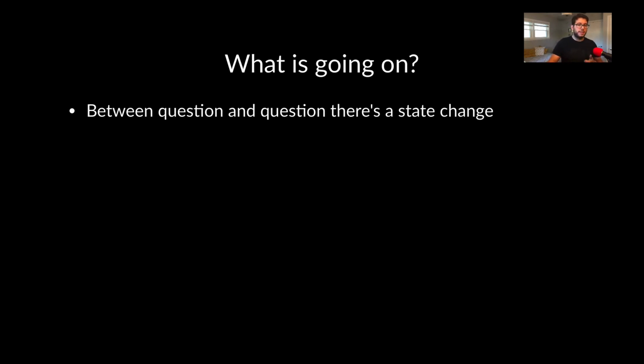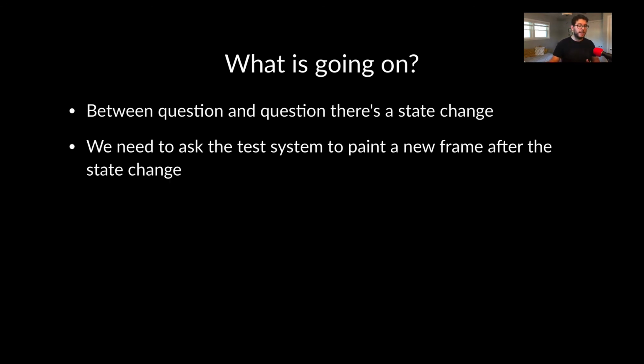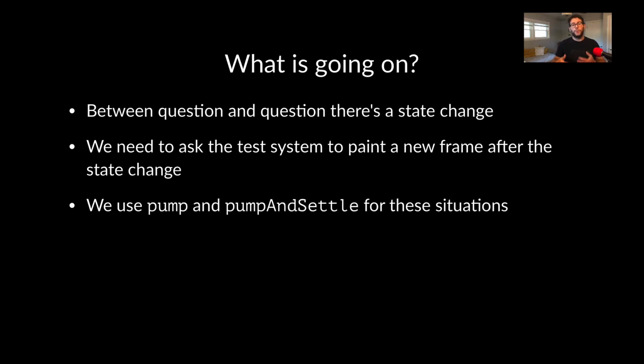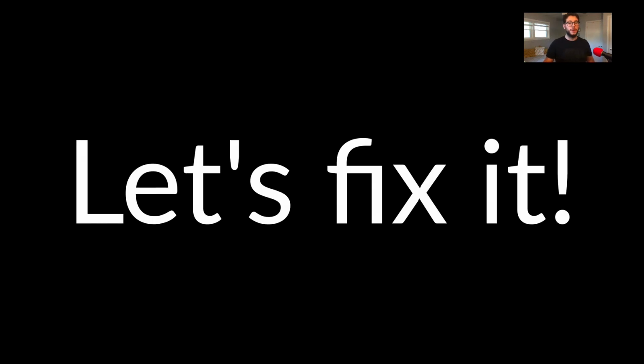Between question and question, there's a state change, right? So what we have to do is tell the system, hey, there's a new frame, there's a new animation, pretty much like your UI changed. So can you please repaint our UI again? When we need to repaint the UI again, there's two options, pump and pumpAndSettle. Pump pretty much is just gonna move one frame. And pumpAndSettle is going to check the framework to see if there are any animations going, and it's gonna wait for those animations to complete. So in this case, if we use pumpAndSettle, we should be able to fix our test.